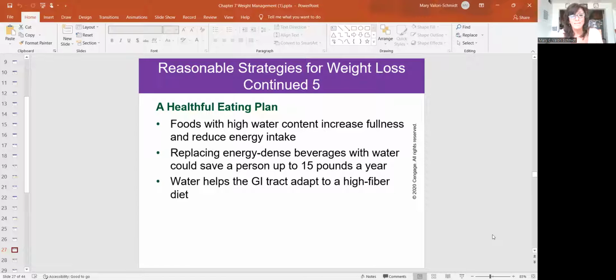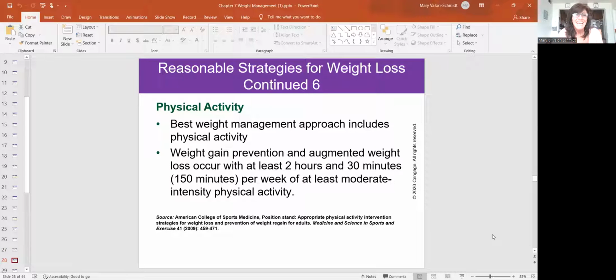Foods with high water content also increase satiety, or fullness, right? And they reduce your energy intake. There are no calories in water. And replacing soda, an energy-dense beverage, with just water can actually save you about 15 pounds a year. That's a lot of weight. And water also helps your GI, your digestive tract, adapt to high-fiber diets, which helps you poop.